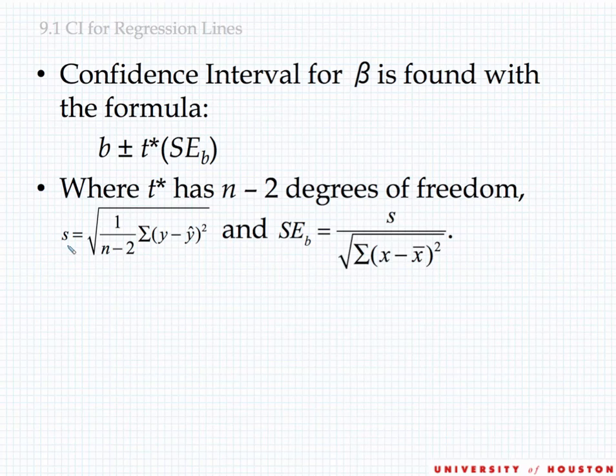First, we need to find this value s, which is the sum of all of our y's minus y hats, in other words, our residuals, squared, divided by n-2, square rooted. And we take that value and we're going to divide it by the square root of the sum of x minus the mean value of x, squared. We're going to let the calculator do this work for us.